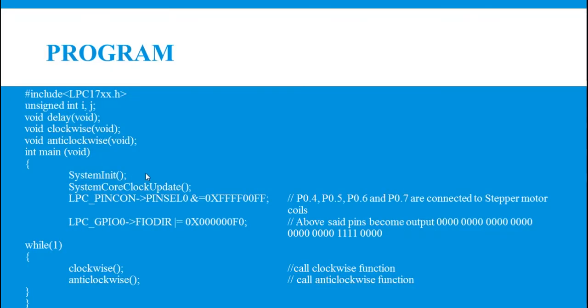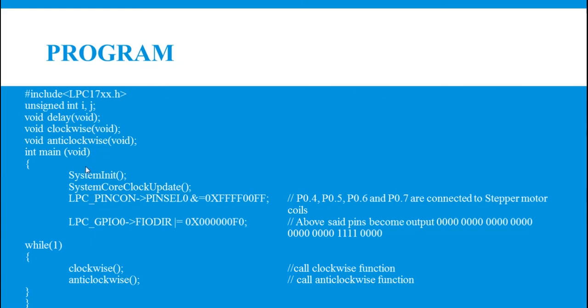Let's consider the program. As usual, you have to include the header file. We are declaring global variables i and j. We are declaring functions, that is a delay function, a clockwise subroutine and an anti-clockwise subroutine, and this is the main function. The main program is initialized here.